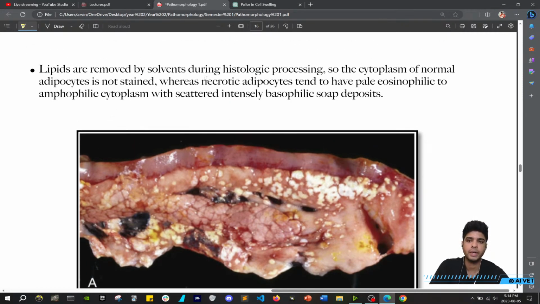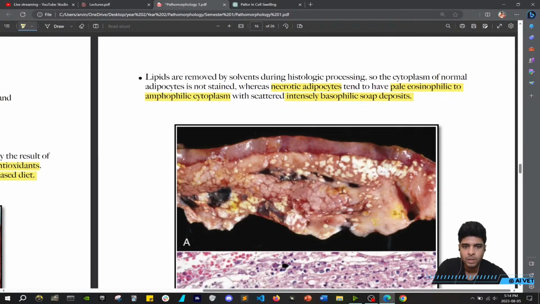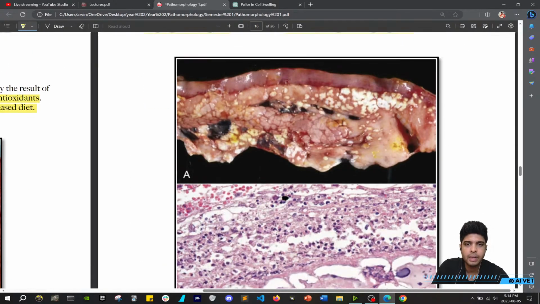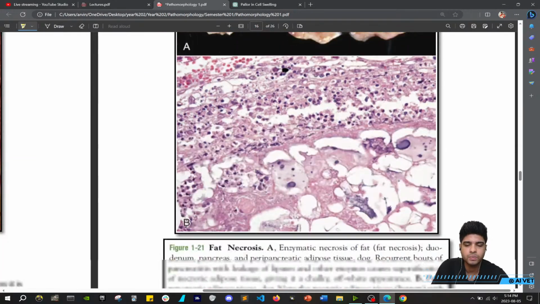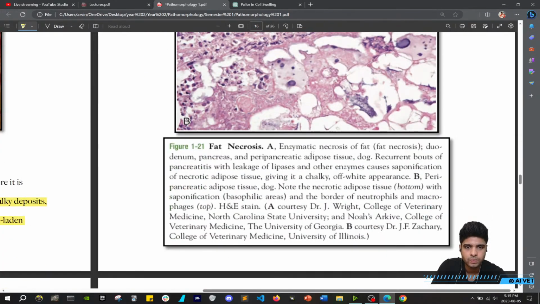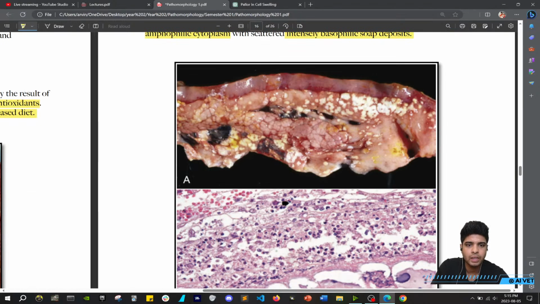So the necrotic adipocytes will look very different. How do they look? They look pale eosinophilic to amphophilic cytoplasm, scattered intensely basophilic soap deposits. This is how enzymatic fat necrosis looks. Duodenum, pancreas, pancreatic adipose tissue. Yeah, okay.